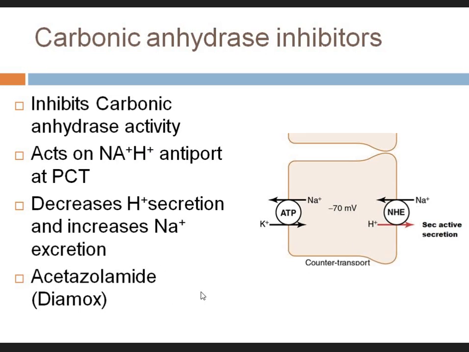Okay, so these are the drugs, acetazolamide or Diamox, commonly known as. They affect this particular counter transport of sodium and hydrogen in the PCT, although their efficiency is not very high. It's not a very efficient thing, but still they are there. They also cause diuresis to some extent.